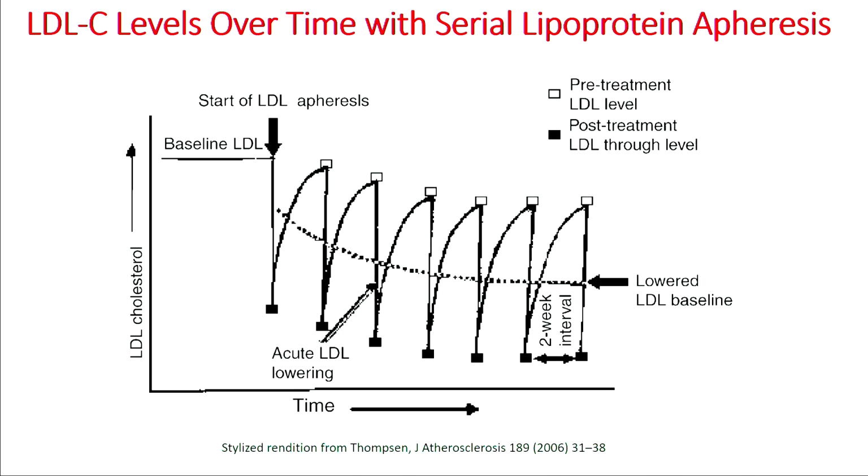I think the main points here are that apheresis is on an every 2-week basis, and you get this very quick acute drop, and then there's the rebound, and the drop and the rebound. But after 2-3 months or so, you really start to level out.